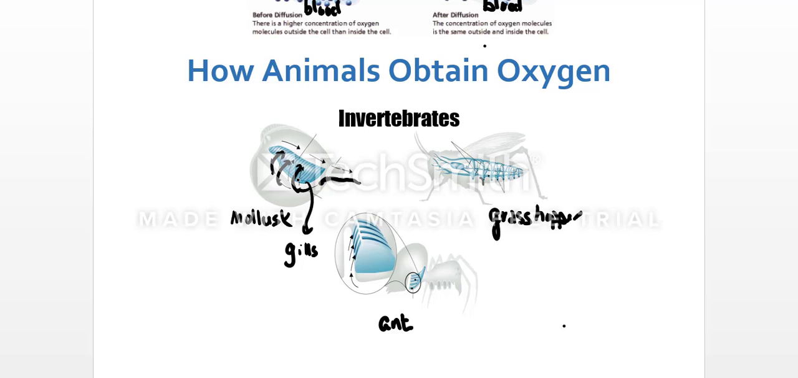The water has more oxygen than what's inside of their cells. So the O2 just naturally diffuses in, and the CO2 diffuses out.